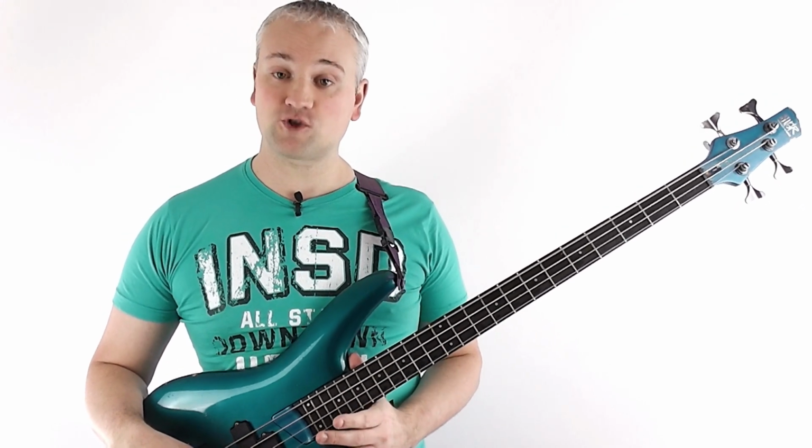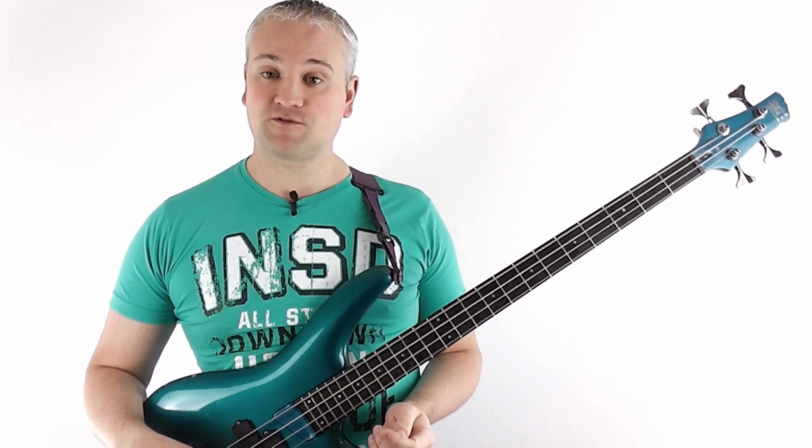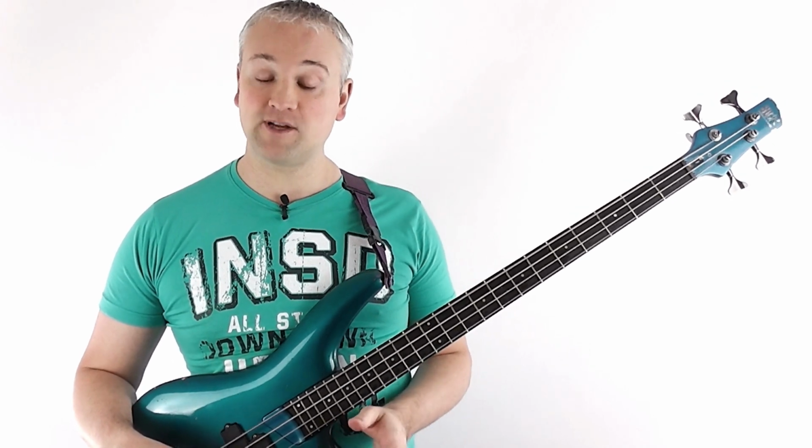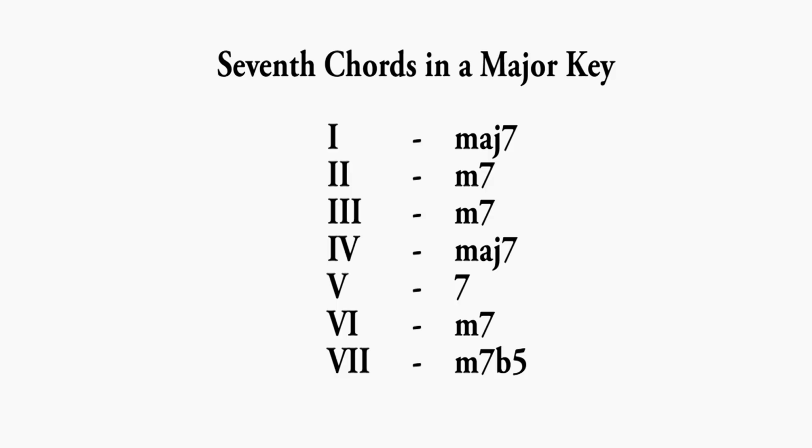So just as we did with the triads, we get another sequence of chords going through a major scale or major key, and that is chord 1 is major 7, chord 2 is a minor 7, chord 3 is a minor 7, chord 4 is a major 7, chord 5 is a dominant 7, chord 6 is a minor 7, and chord 7 is a minor 7 flat 5, or half diminished chord.